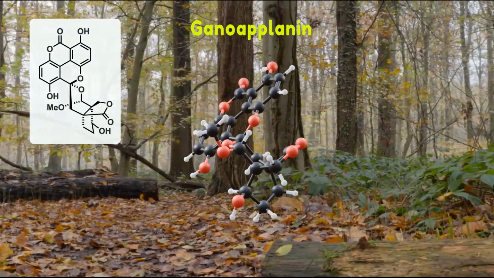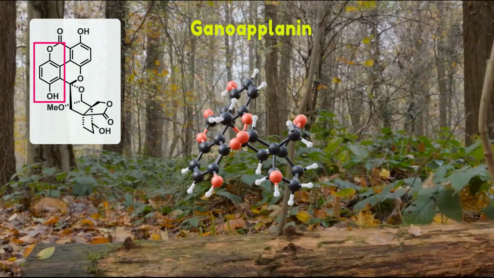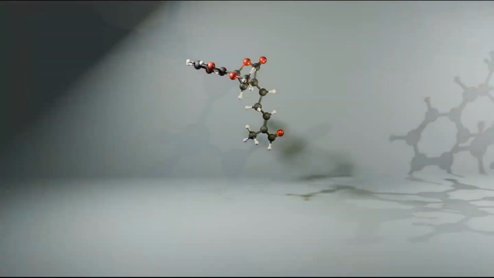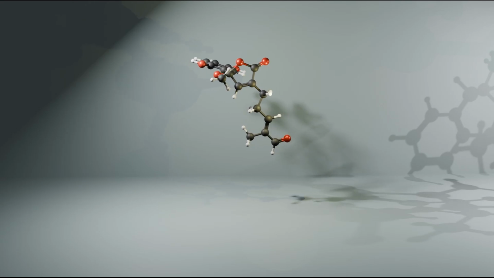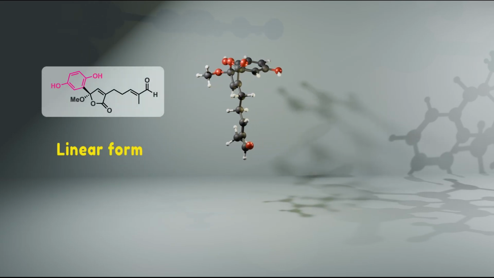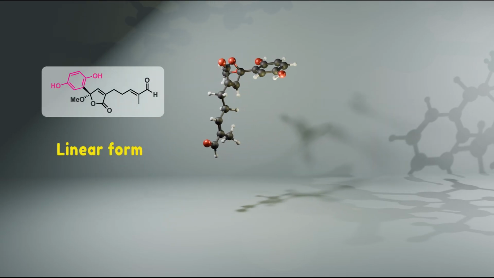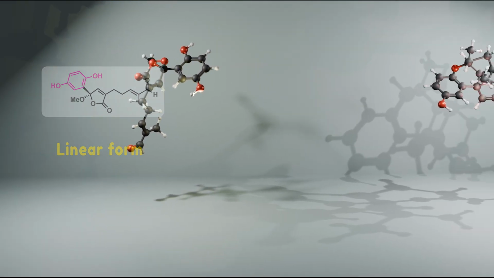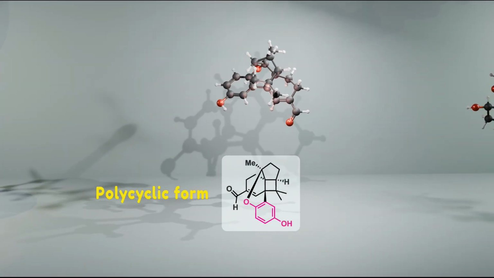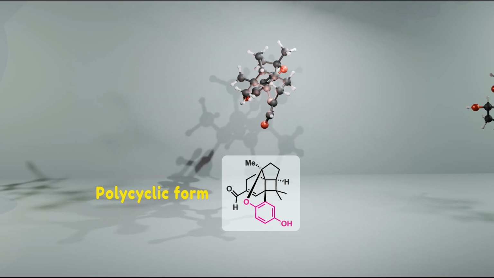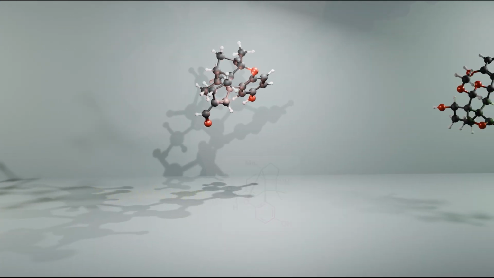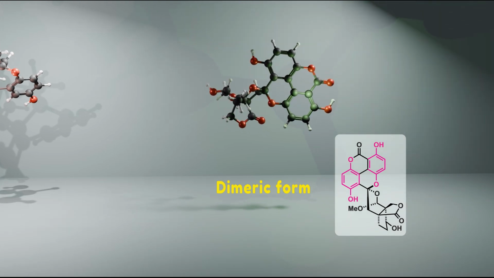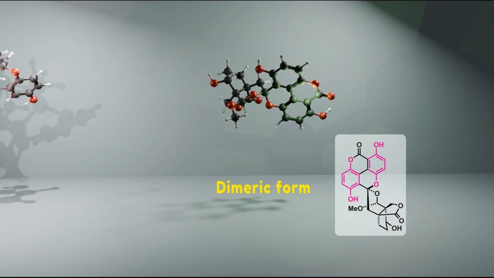Structurally, these secondary metabolites share a common hydroquinone motif connected to a farnesyl or geranyl-derived terpenoid scaffold. Accordingly, three subclasses of this family have been identified. Linear Ganoderma meroterpenoids consist of a hydroquinone connected to either a C10 or a C15 terpenoid chain. Polycyclic Ganoderma meroterpenoids contain a hydroquinone motif connected to a polycyclic ring system, and dimeric ones consist of two hydroquinone units attached to a terpenoid backbone, which increases the level of structural complexity.